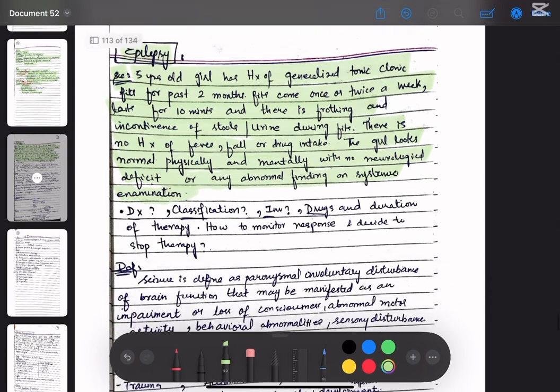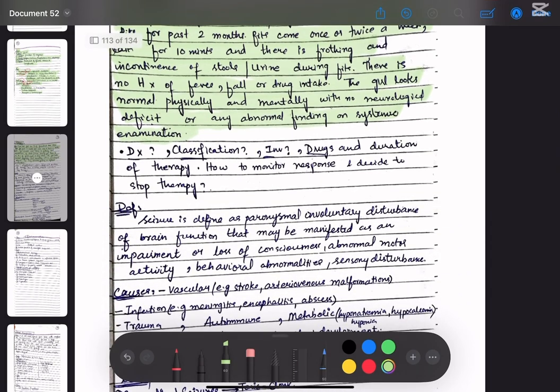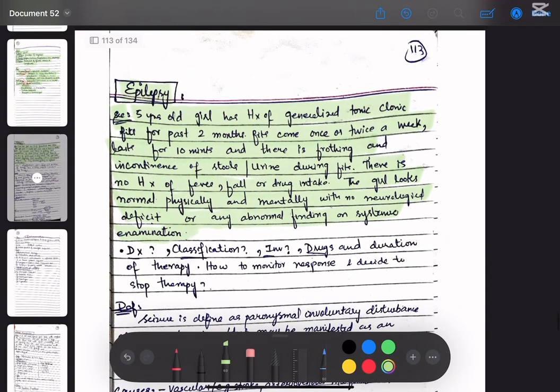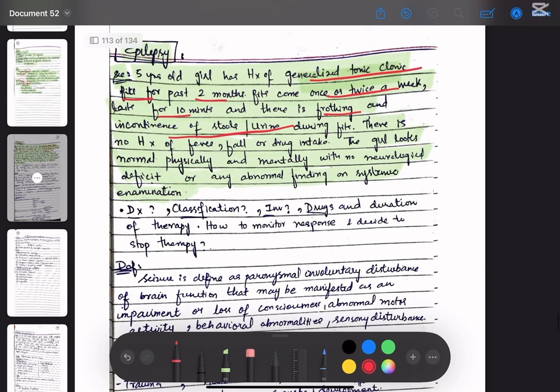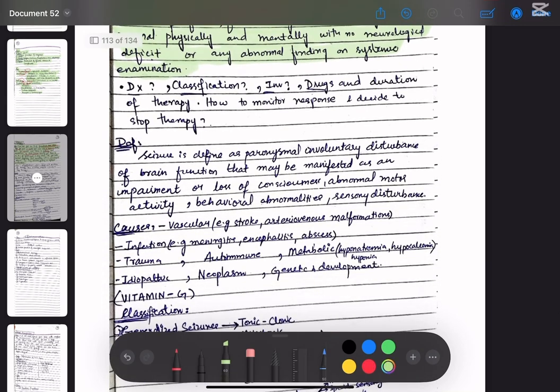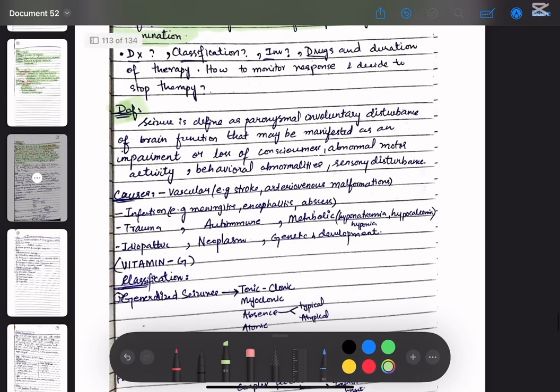So these are the features of epilepsy: generalized tonic-clonic fits, fits coming once or twice a week lasting 10 minutes, and frothing and incontinence of stools or urine. Now we have the definition of epilepsy: a seizure is defined as a paroxysmal involuntary disturbance of brain function that may be manifested as an impairment or loss of consciousness, abnormal motor activity, behavioral abnormalities, and sensory disturbance.